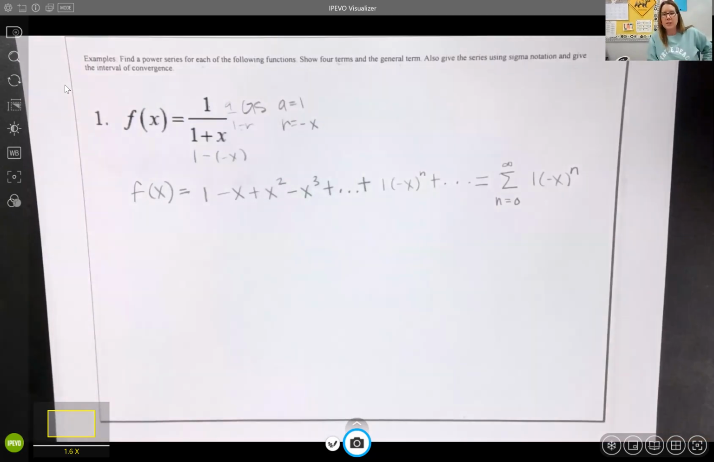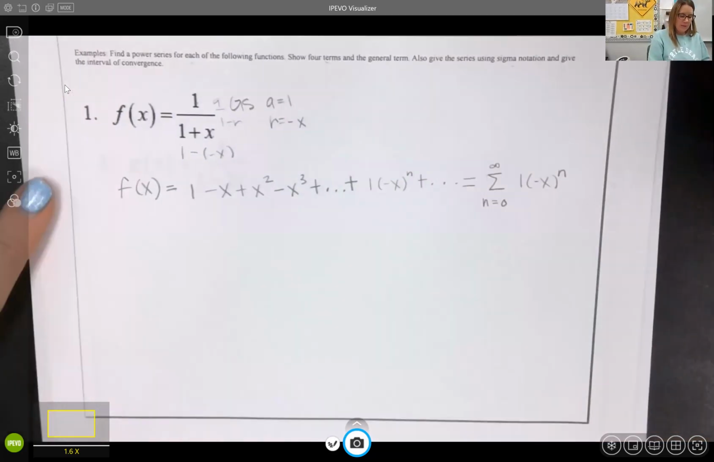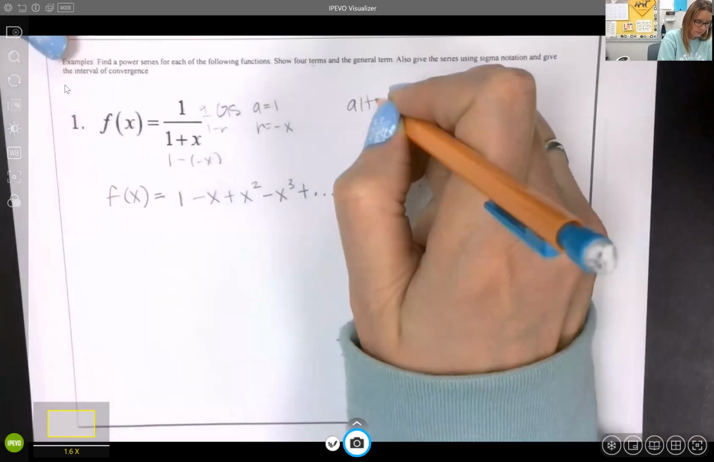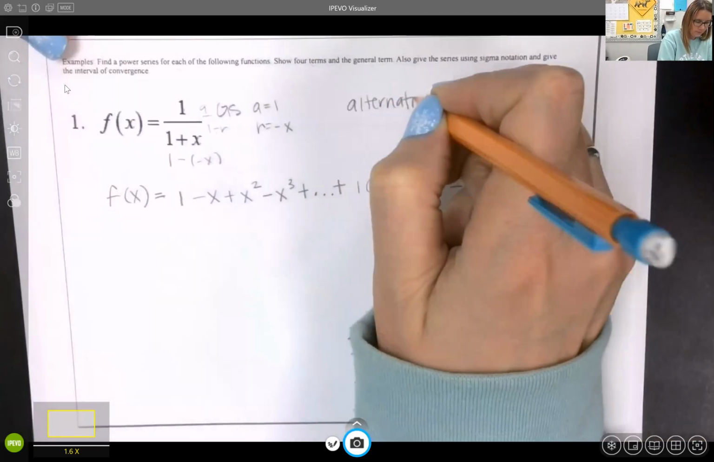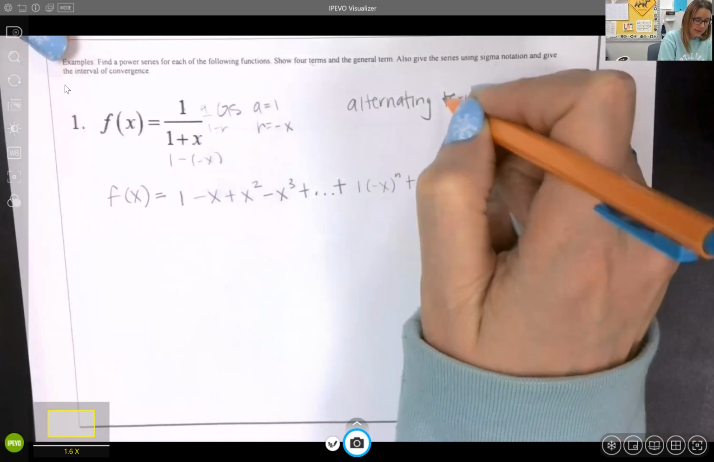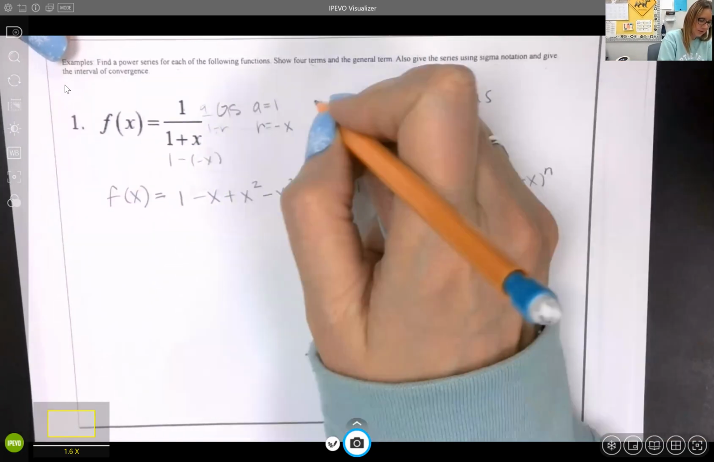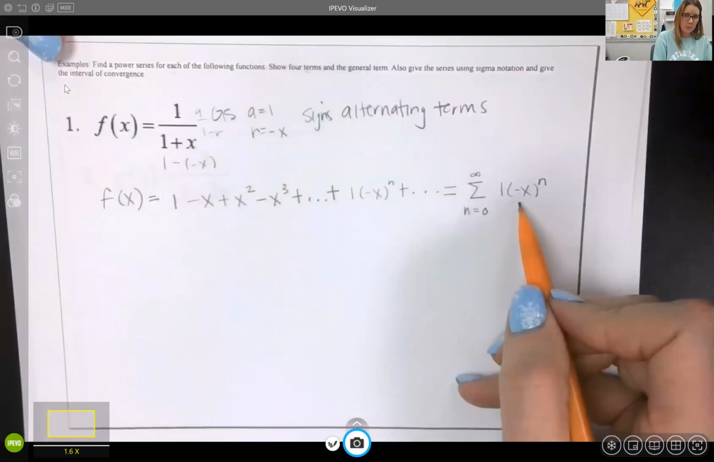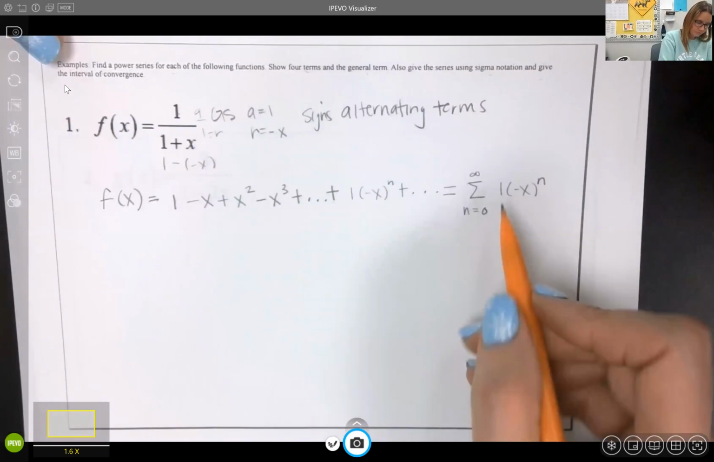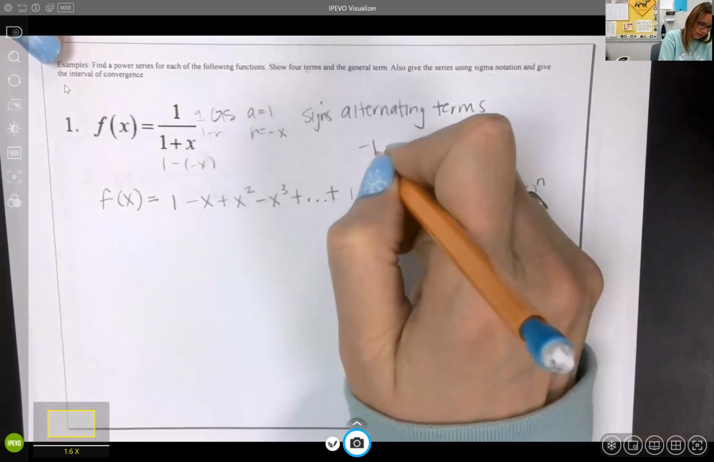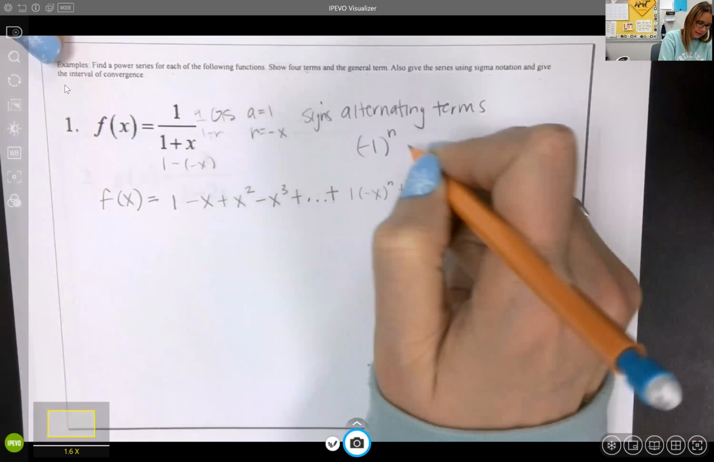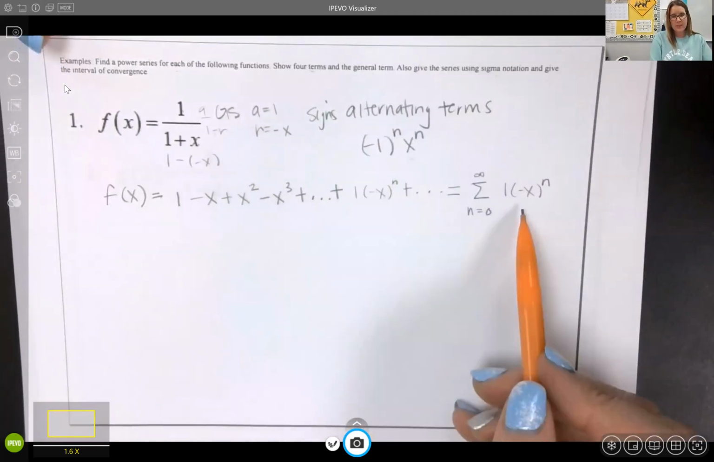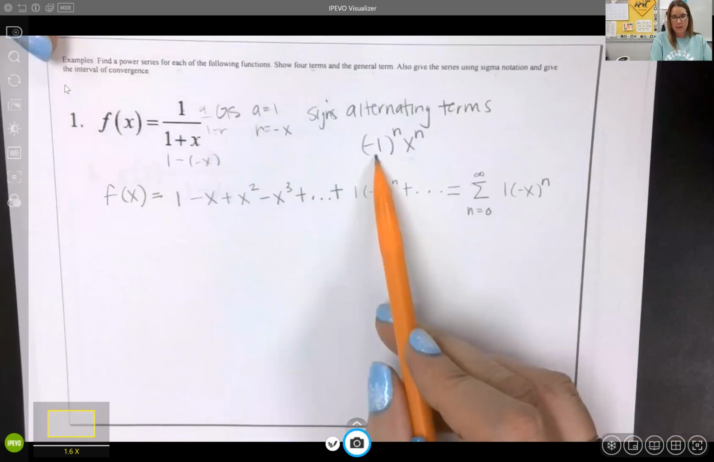All right, so oftentimes when we do these problems, if you have an alternating term for the signs, if the signs are alternating, then instead of putting a negative in with the X, we pull it in front of the negative 1, and we go negative 1 to the n, X to the n. So that's how you're going to see it the most often. This is the same thing, but this is more what you're going to see.